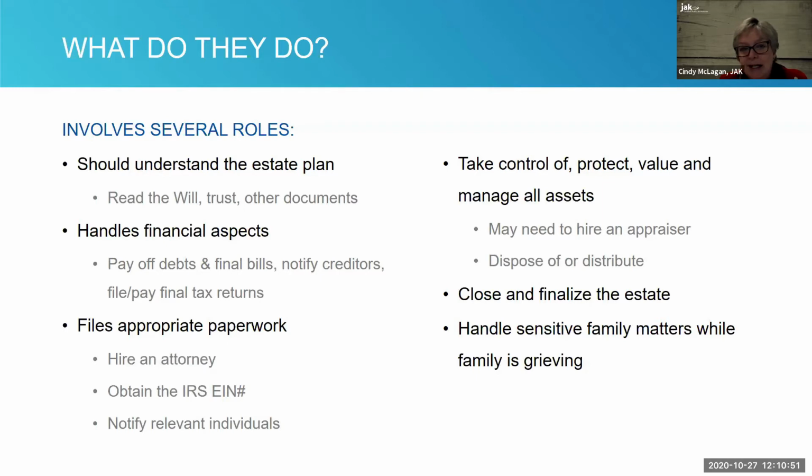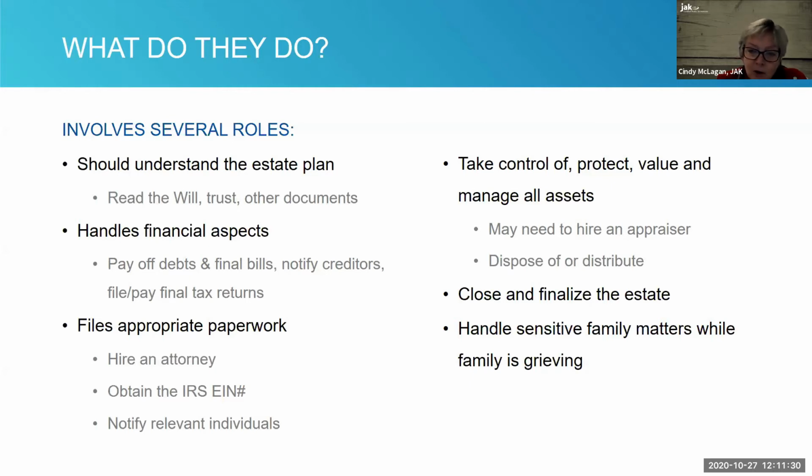Another thing they need to do is gather the assets. They need to take an asset inventory. They need to take control of the assets, protect them, value them, and manage them. This could include houses, investments, businesses, cars. Anything that belonged to the decedent would be considered an asset of the decedent. As a personal representative, it is your job to take control of that and manage that, because ultimately your job is to distribute these assets to the beneficiaries.